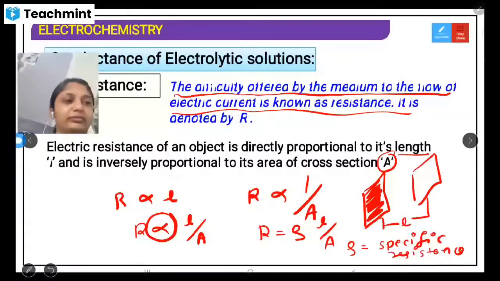Students, if you want to derive the unit for R, can you tell me what will be the unit of resistance? Ohm. Yes, the unit of resistance is nothing but ohm.